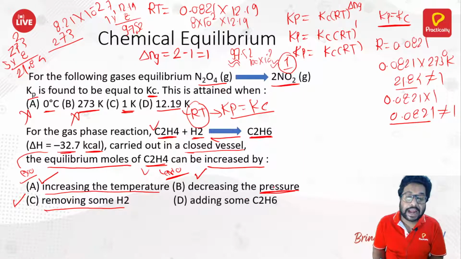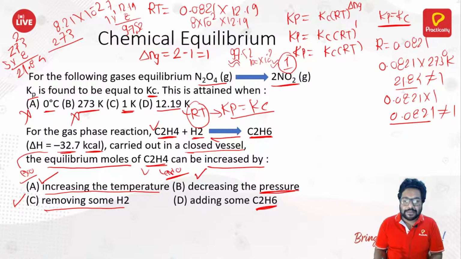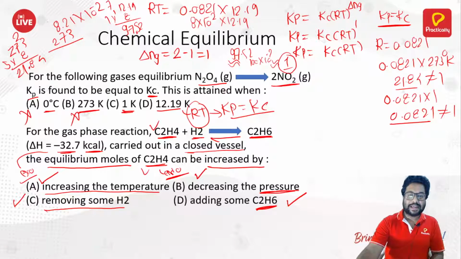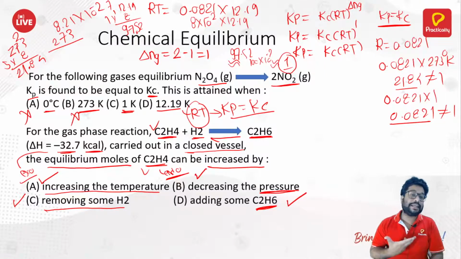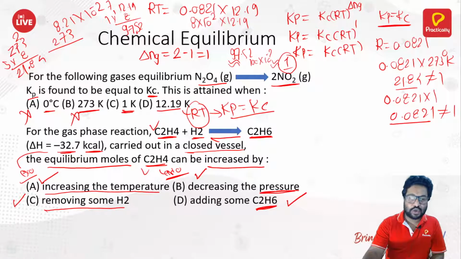And lastly, adding some C2H6. Obviously, this has to help. If you add more C2H6, the reaction will try to make it less, and in an attempt to make it less, it has to go in a backward direction. In other words, all these four options can make us achieve increased moles of C2H4. Okay, that is how we can solve this kind of questions which are based on Le Chatelier principle also. Okay, chalo, moving ahead.